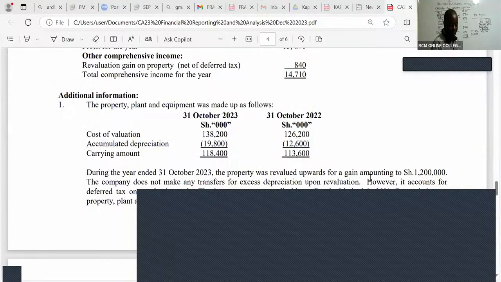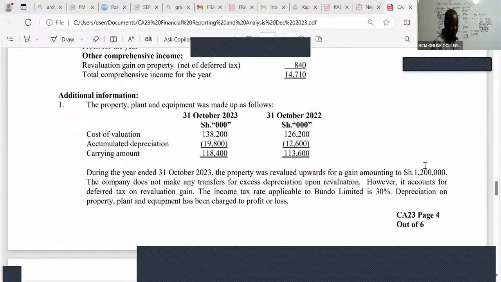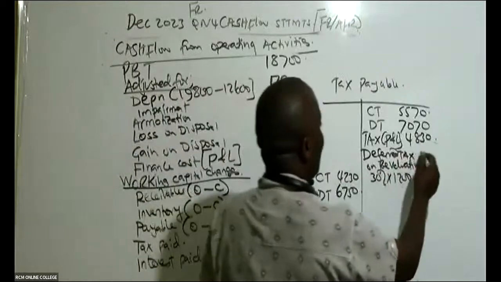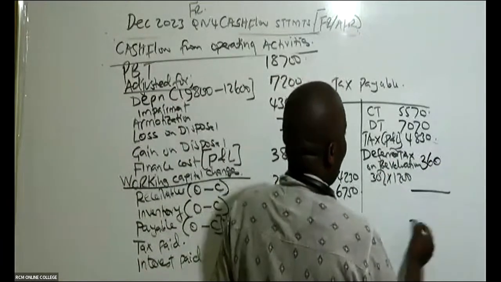You can see in this case there is a revaluation of 1,200, and the rate of tax is 30%. So can you kindly give me this figure? 360. So this is 360, and that is it.